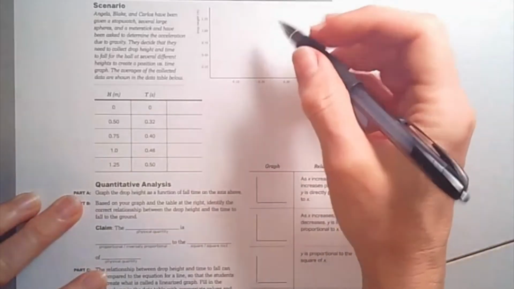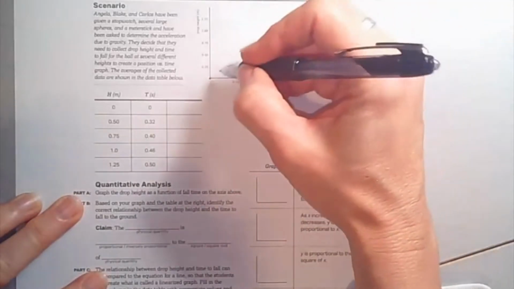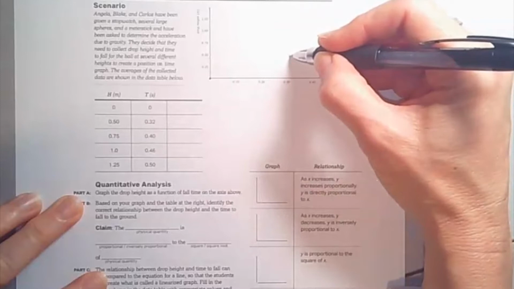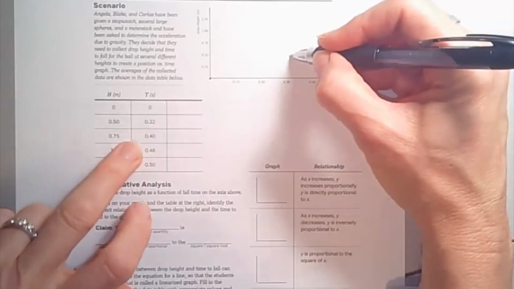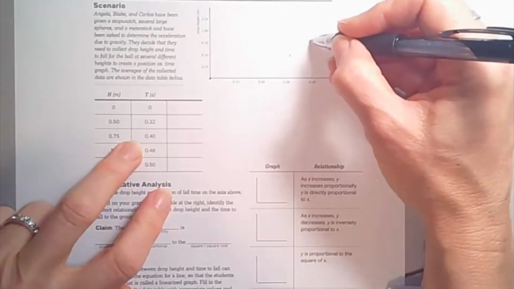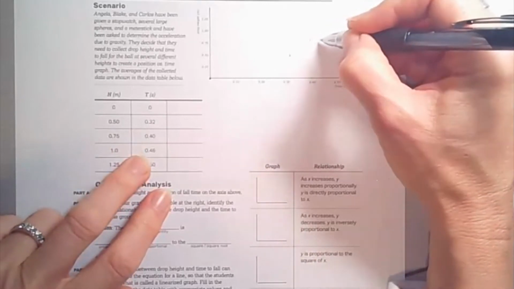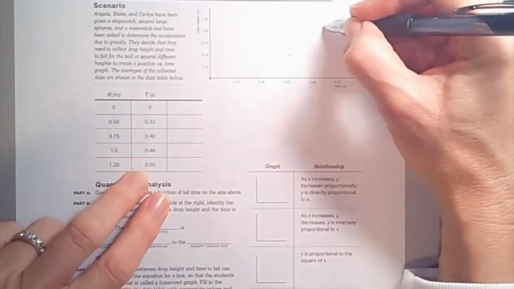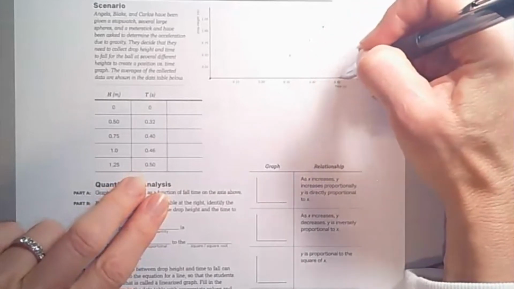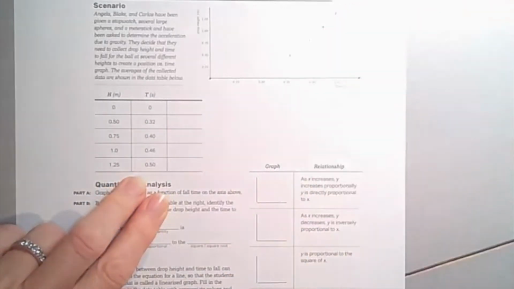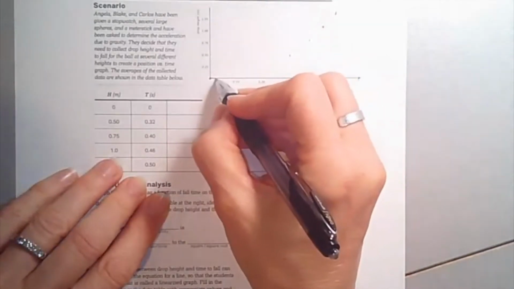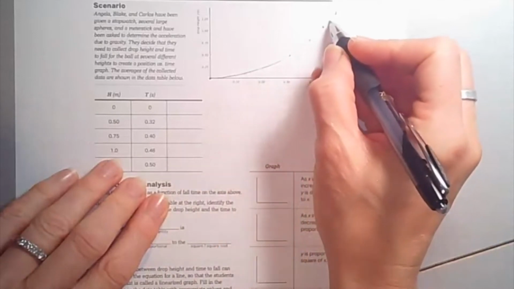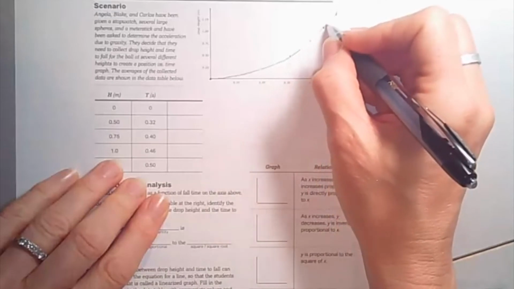First, we're going to graph their data. So we've got 0, 0. We've got a height of 0.5 happens at 0.32. We've got at 0.4 seconds, 0.75, 0.46, and 1, and 1.25, and 0.5. I didn't do this very well because my printing isn't coming out very good, as we get a curve like that.